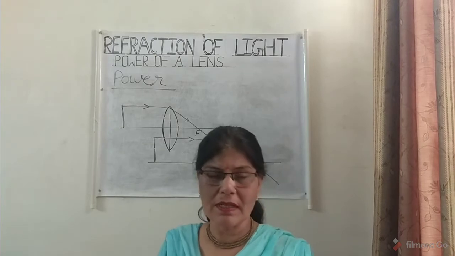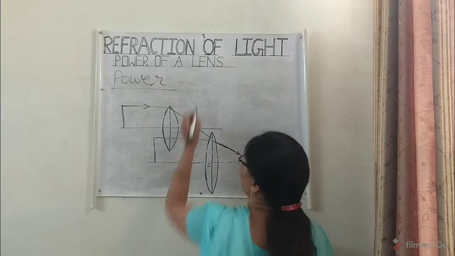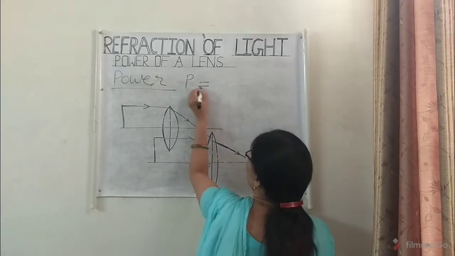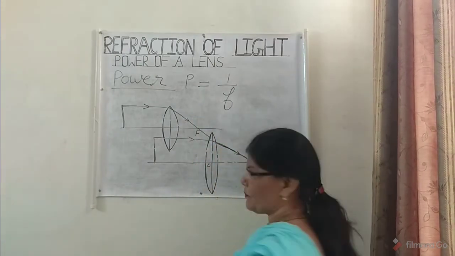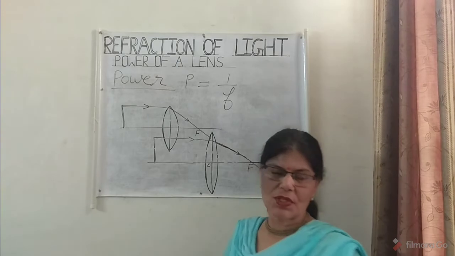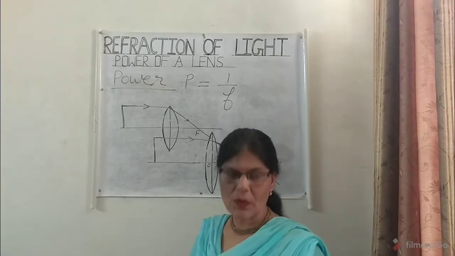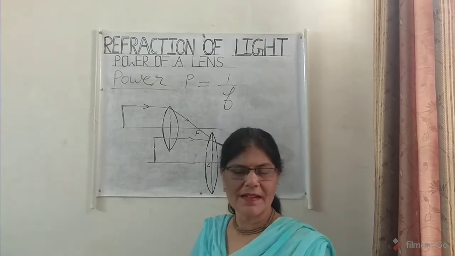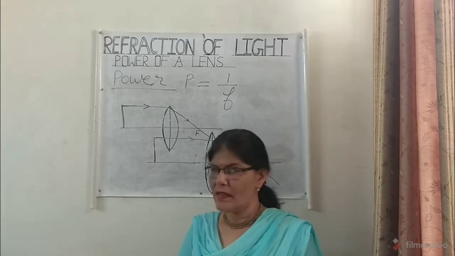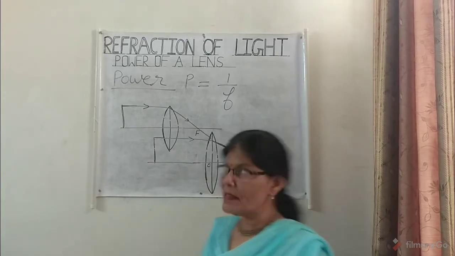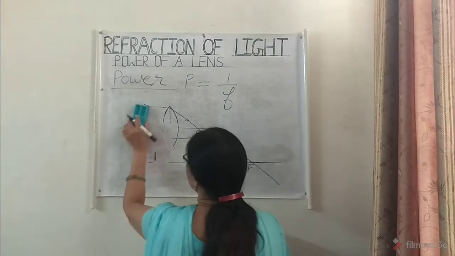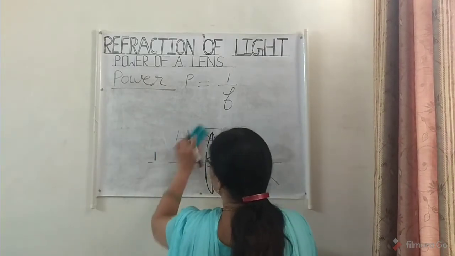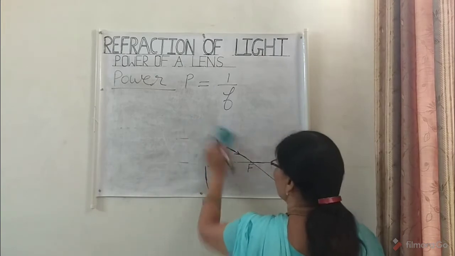Power shows the degree of convergence or divergence of a lens, and it is denoted by the letter P. P is equal to the reciprocal of the focal length. Power is represented by letter P and small f is our focal length. The unit of power is diopter, D-I-O-P-T-R-E.